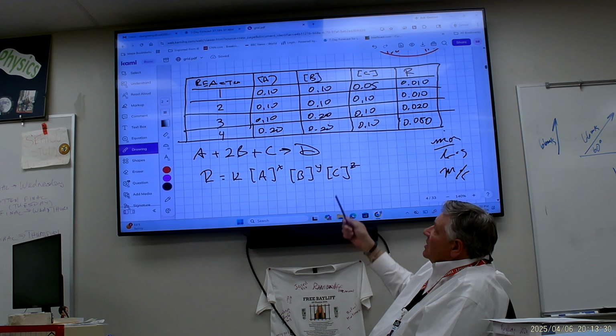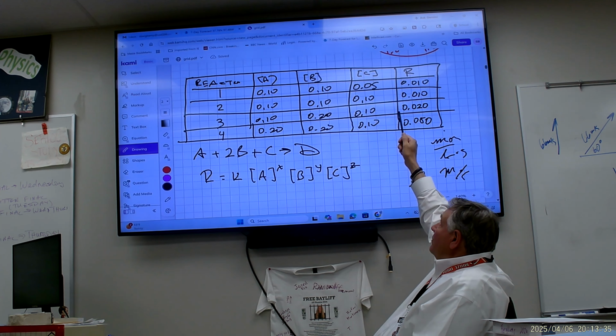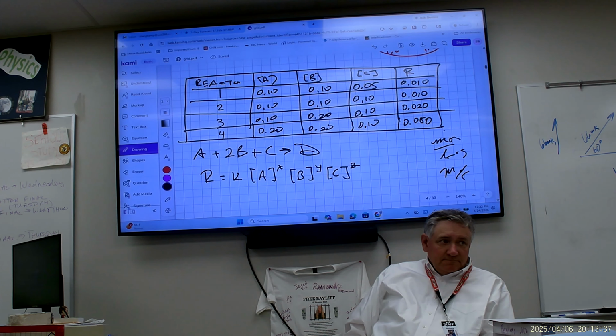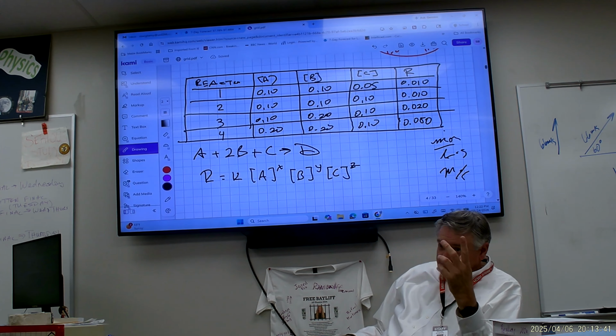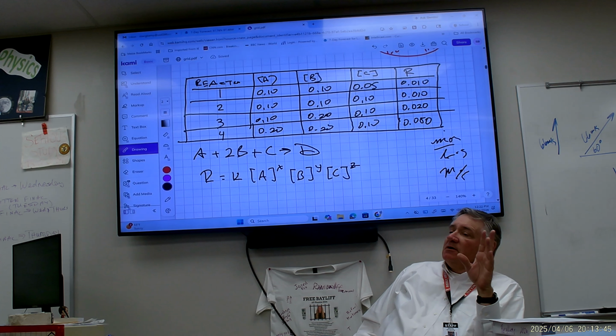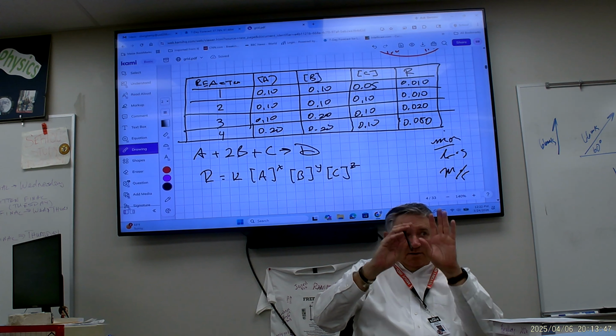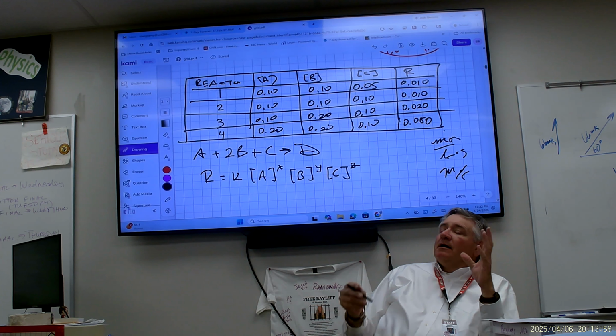So on 2, we did the exact same thing, but we doubled the concentration of C. We went from 0.05 to 0.1. Now, what happened to the rate? Nothing. So what that tells me, I'm painting the big picture here, right? So what that tells me is that the concentration of C doesn't impact the rate.